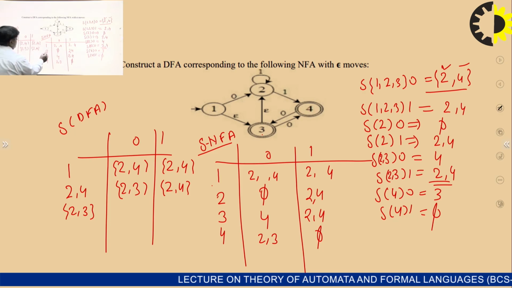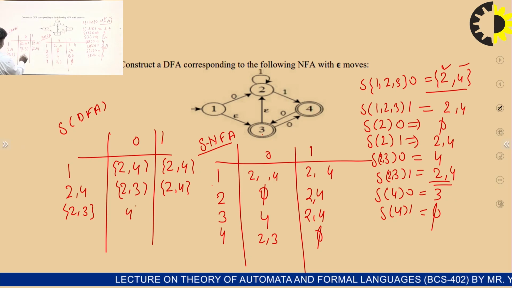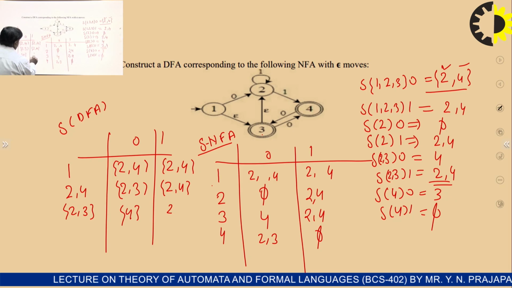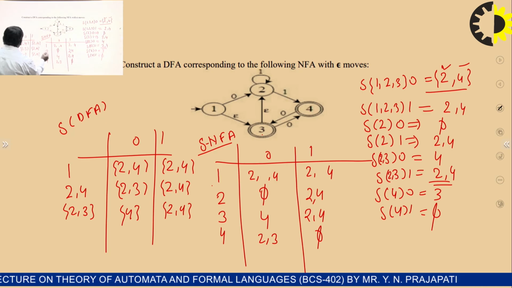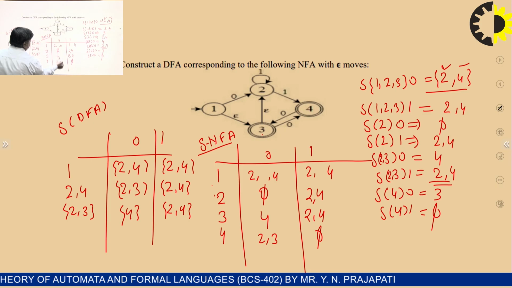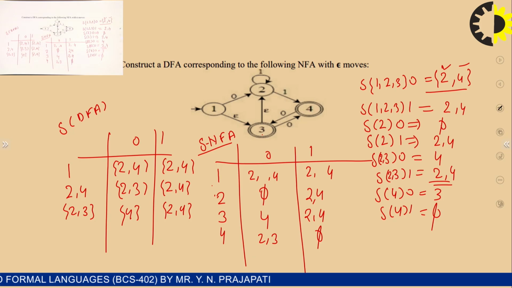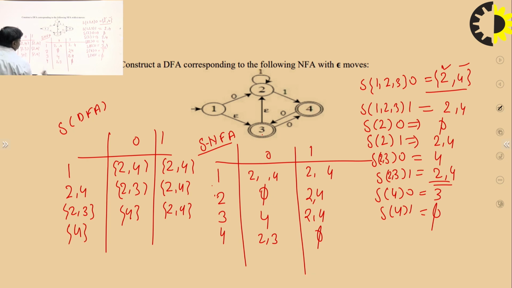Now, here for {2, 3} the state is 4, and here is {2, 4}. {2, 3} on 0 gives 4, and {2, 3} on 1 gives {2, 4}. One state remaining, a new state generated, that is 4, and on 4, the 0 transition is {2, 3}, and here is a 5. Any new state generated? Yes, that is 5, and here it is 5 on both.